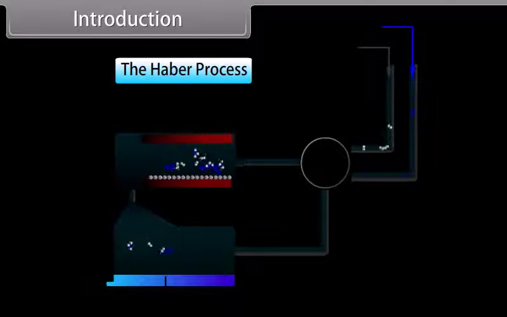The Haber's process combines nitrogen with hydrogen into ammonia. Nitrogen is an important element in P block in the periodic table. So students, today we'll study about the P block elements.